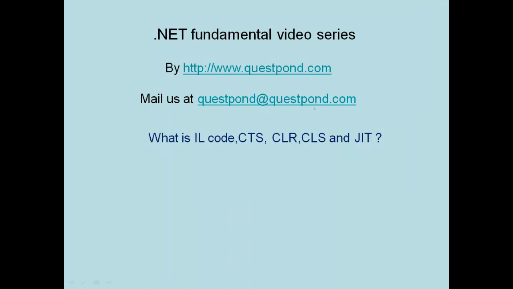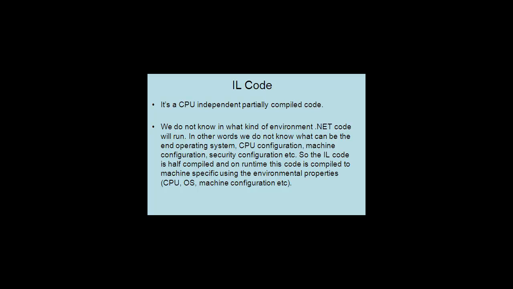Now that we have understood how a simple .NET application is compiled and executed, let's go into each of these vocabularies and try to understand each of them. IL code is a partially compiled code, a half compiled code, a CPU independent partially compiled code.